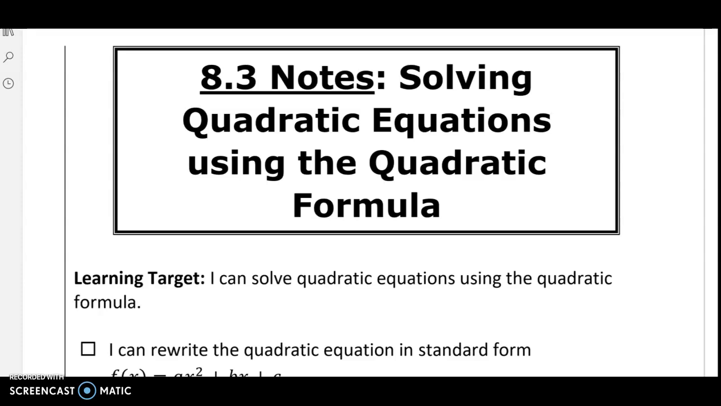Hi everyone. So today we are going to be looking at the 8.3 notes, solving quadratic equations using the quadratic formula. Now I know that some of you were absent yesterday, so you'll get all of the notes, and some of you may just need to review this before you do the practice today.